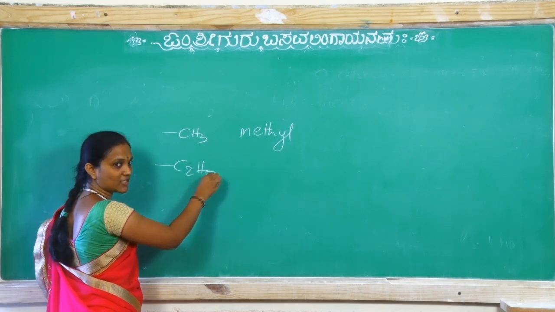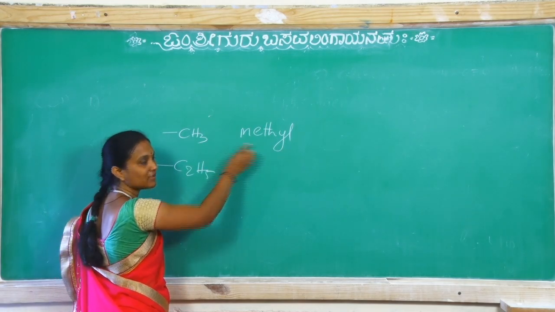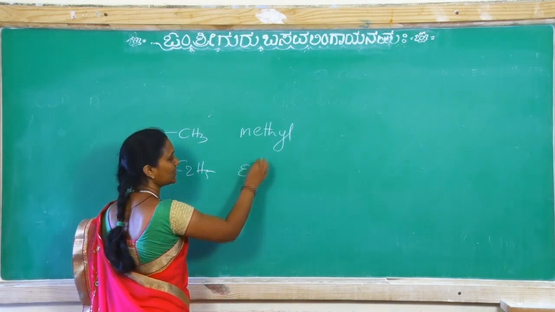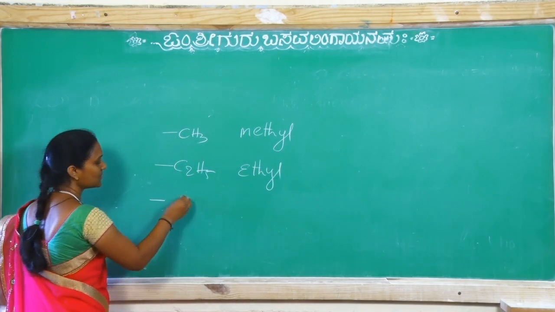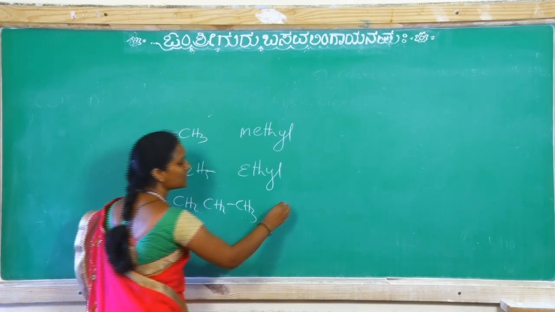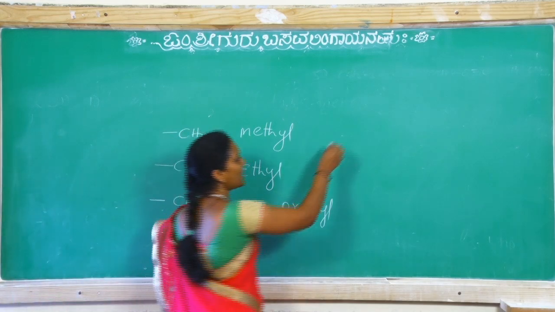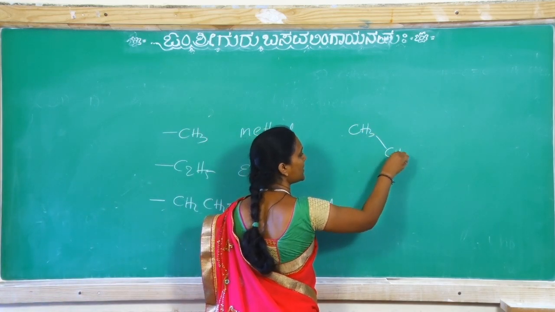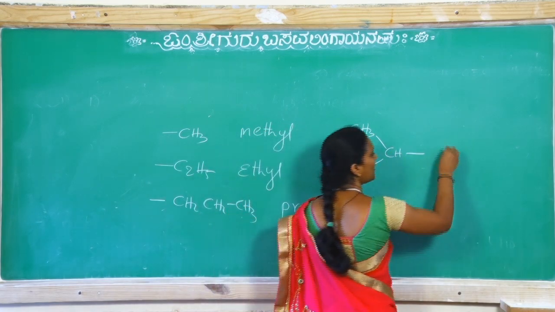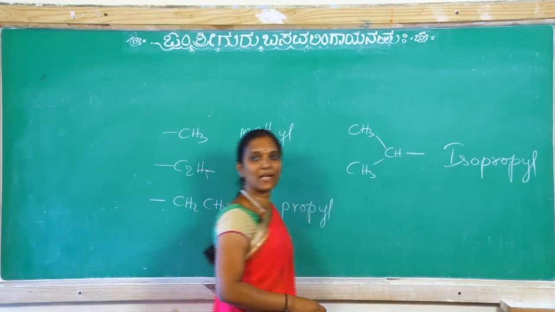C2H5. These are branches. Branches given, how to write the IUPAC name? This type branch name is the methyl. Just in methane, one hydrogen less. Methyl. C2H5. Ethyl. CH2, CH2, CH3. Like this one attached. It is the propyl. If the branch is CH3, CH, CH3, like this one branch attached, then this branch name is the isopropyl.